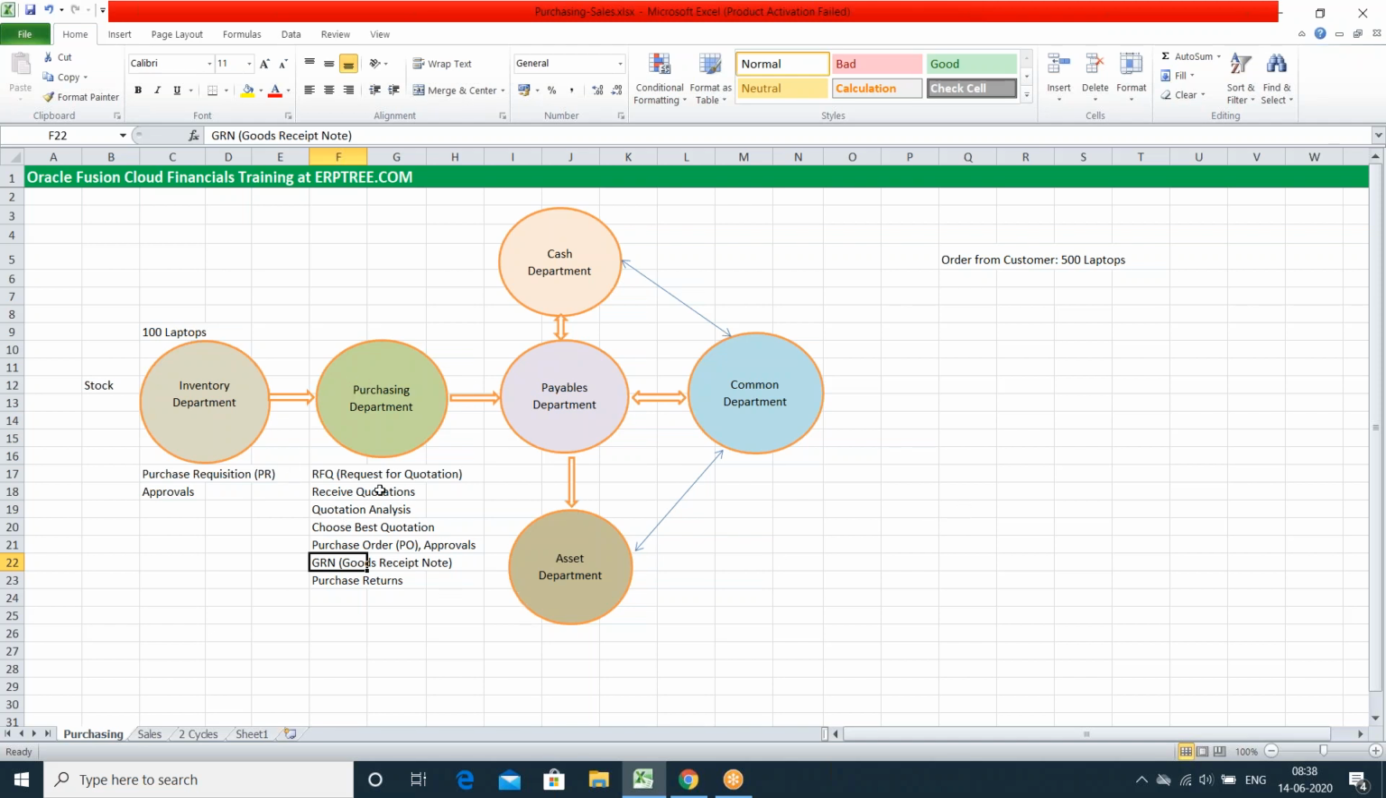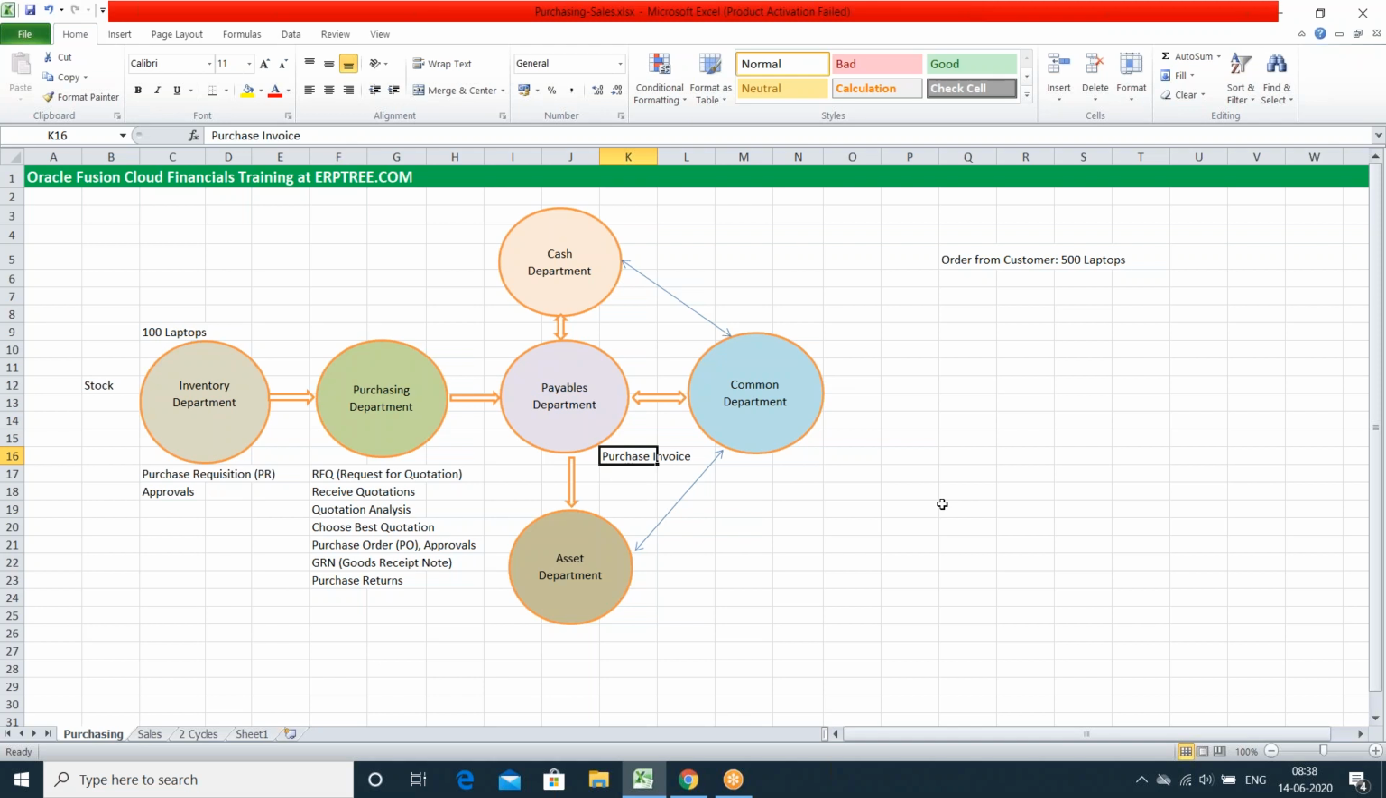So here the purchasing department is taking the initiative based on the approved purchase requisition which they are getting. Based on the approved purchase requisition, they are raising the RFQ. Now, based on the GRN, goods receipt note, the payables department will create the purchase invoice. The purchasing department will pass GRN information to the payables department, and based on it, the payables department should create the purchase invoice.